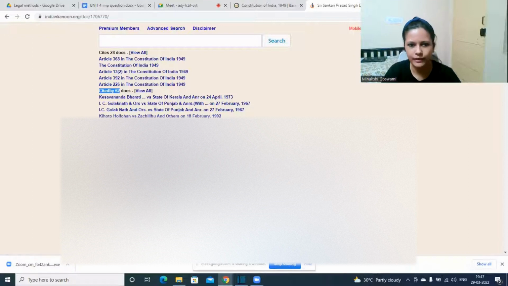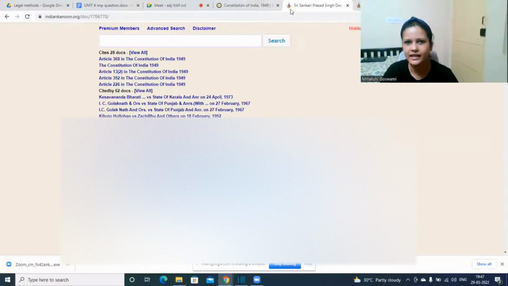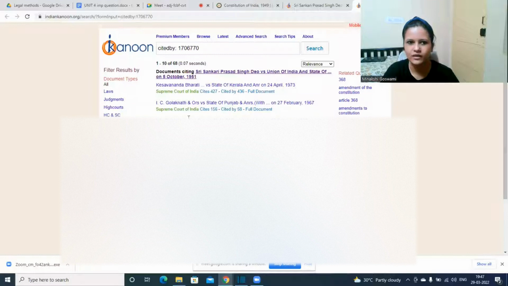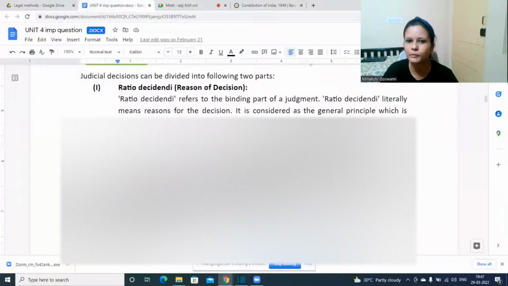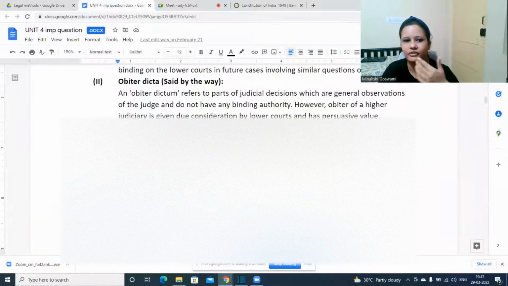Whenever you are opening one particular case, you would also see in which all cases this particular case was cited. See, it was cited in 62 documents, as in 62 different cases this case was cited. What was held in this case was referred to, and after that a decision came. All these would again be related cases, like this one related to Article 368 and our fundamental rights. These are nothing but, again, the concept of precedent itself. One case can be referred to again and again.